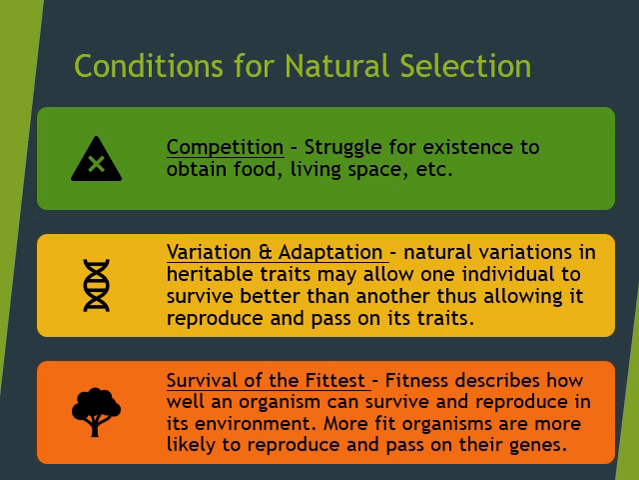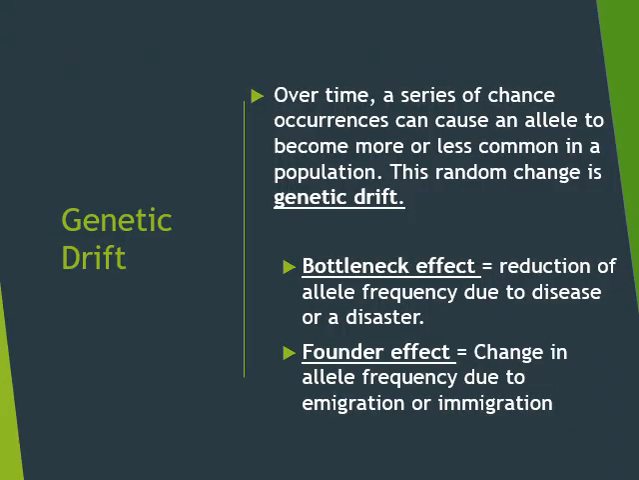So fitness describes how well an organism can survive and reproduce in its environment, and more fit organisms are more likely to reproduce and pass on their genes, thus changing them if they have an adaptation or a variation. So it will change the gene pool over a long period of time. Over time, a series of chance occurrences can cause an allele to become more or less common in a population. And this random change is called genetic drift.